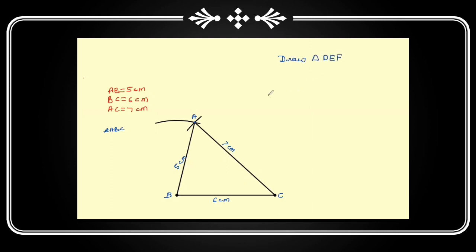Now one assignment for you. Draw triangle DEF with measurements DE, EF and DF. All the measurements are given. You have to draw the triangle, cut the triangle and put the triangle on the triangle ABC. And record your observation. You have to share your observation in the comment section or on WhatsApp.